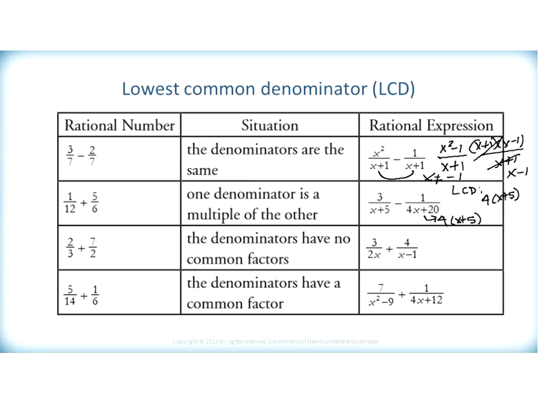Another situation is that the denominators have no common factors, and when there are no common factors, the lowest common denominator would just be the product of the two factors in the denominator.